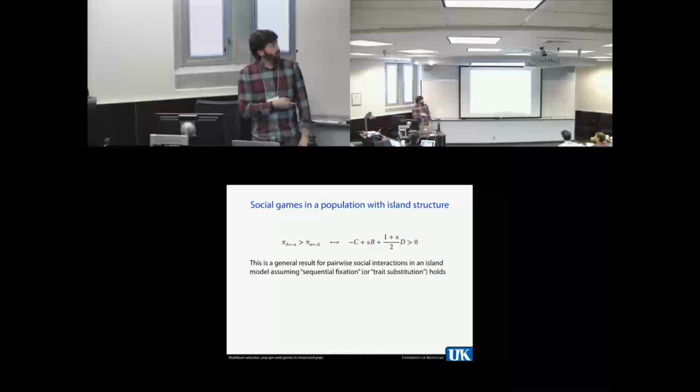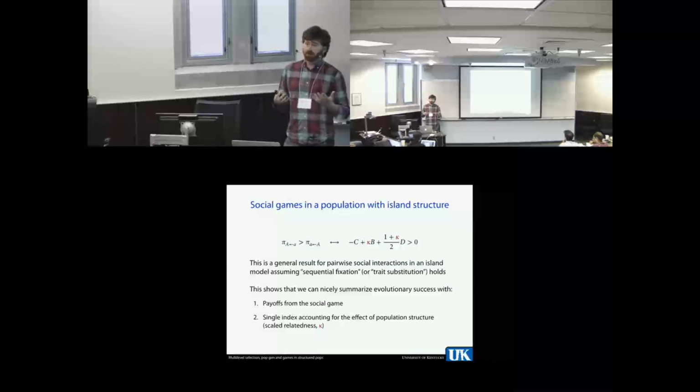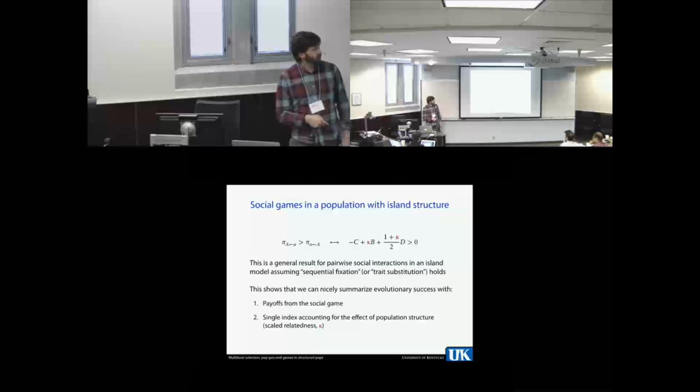Again, that's reemphasizing that this is a general result whenever you have this model assuming sequential fixation. The nice thing about it is that it nicely summarizes evolutionary success in a relatively complex model, because there's stochasticity, finite population size, and mutation between two different types. Those types are playing a social game within groups. What it does is partition the effect of selection into the payoffs from those games those individuals play, and encapsulate all of the effects of demography and population structure into a single index, which is this kappa.